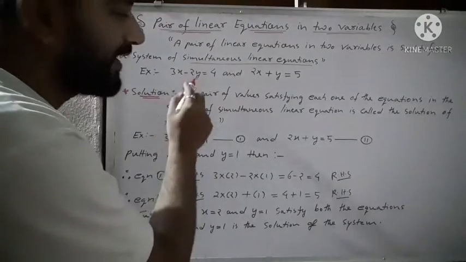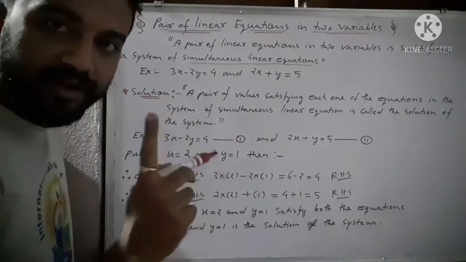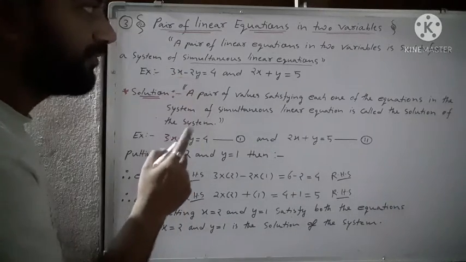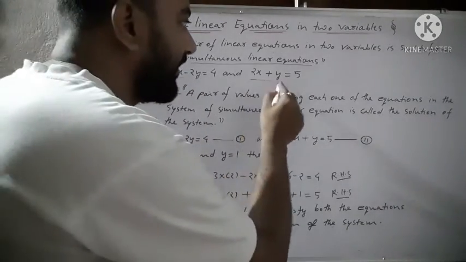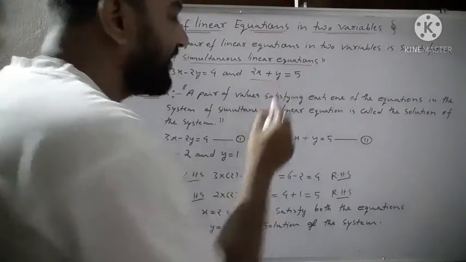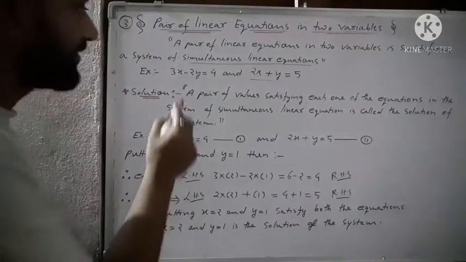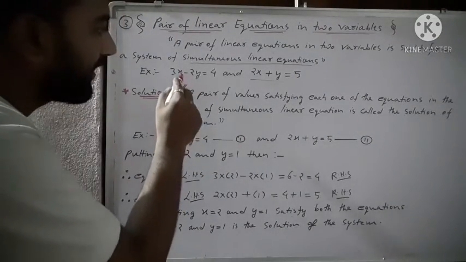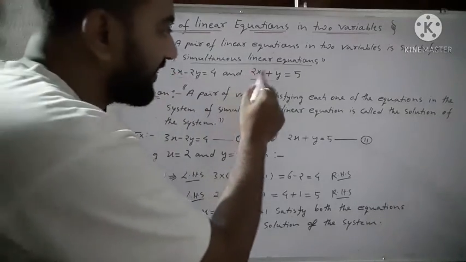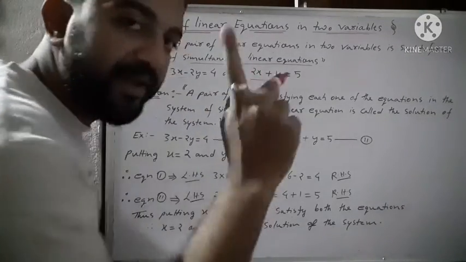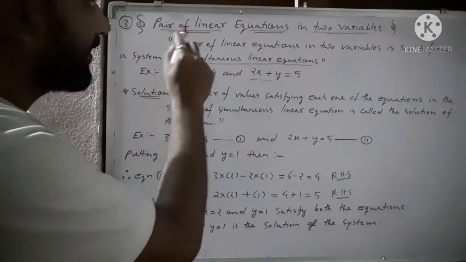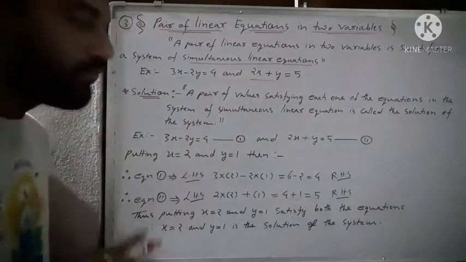Linear equations, are they linear? Yes, if the degree is 1, then they are linear equations. Here we can see the degree is 1 in this polynomial, therefore it is a linear equation. In this case the degree is 1, so this is also a linear equation. And is it in two variables? Yes, of course, two variables are there. As we can see, in the first polynomial there is x and y, and also in the second polynomial there is x and y. Two variables are there. So these two are an example of a pair of linear equations in two variables.